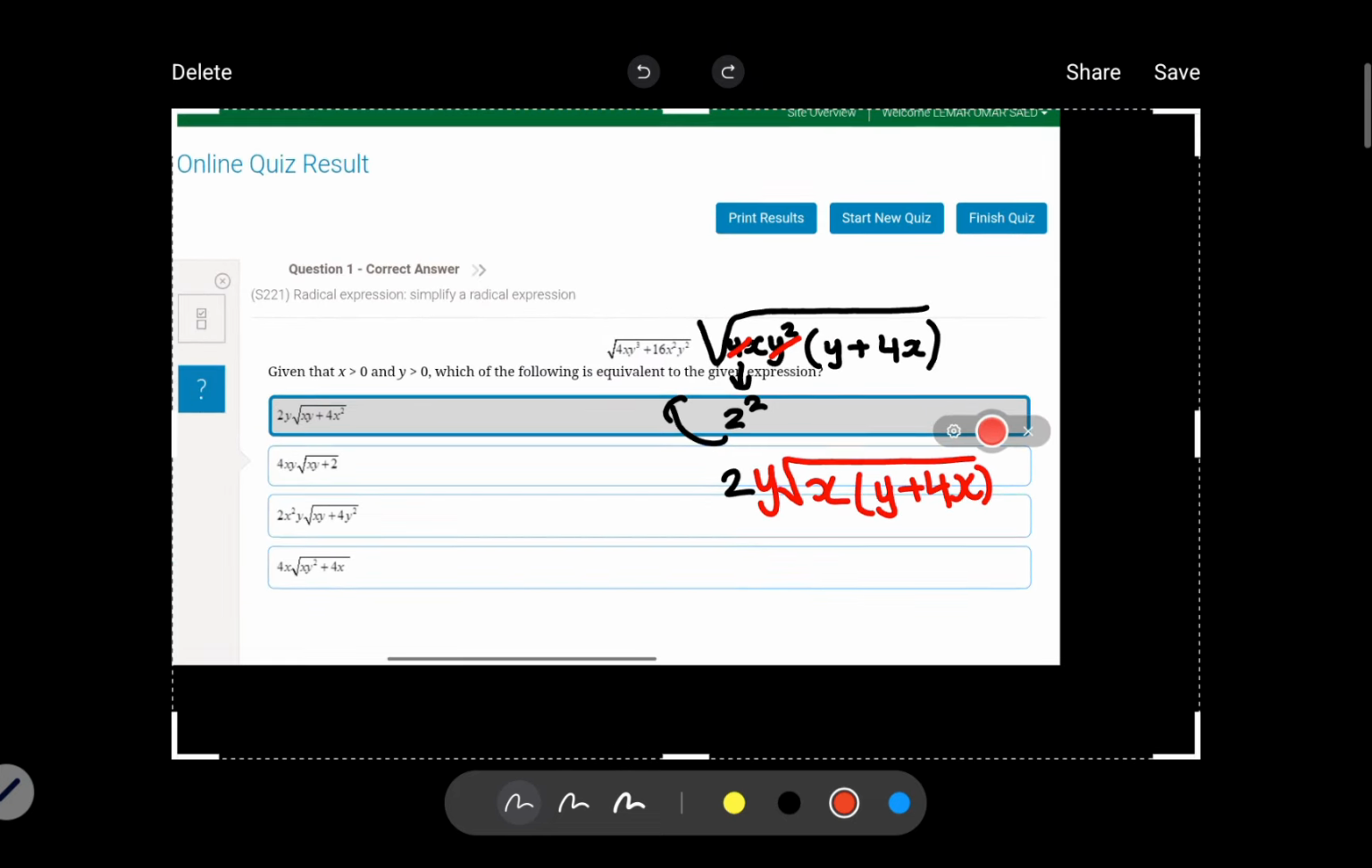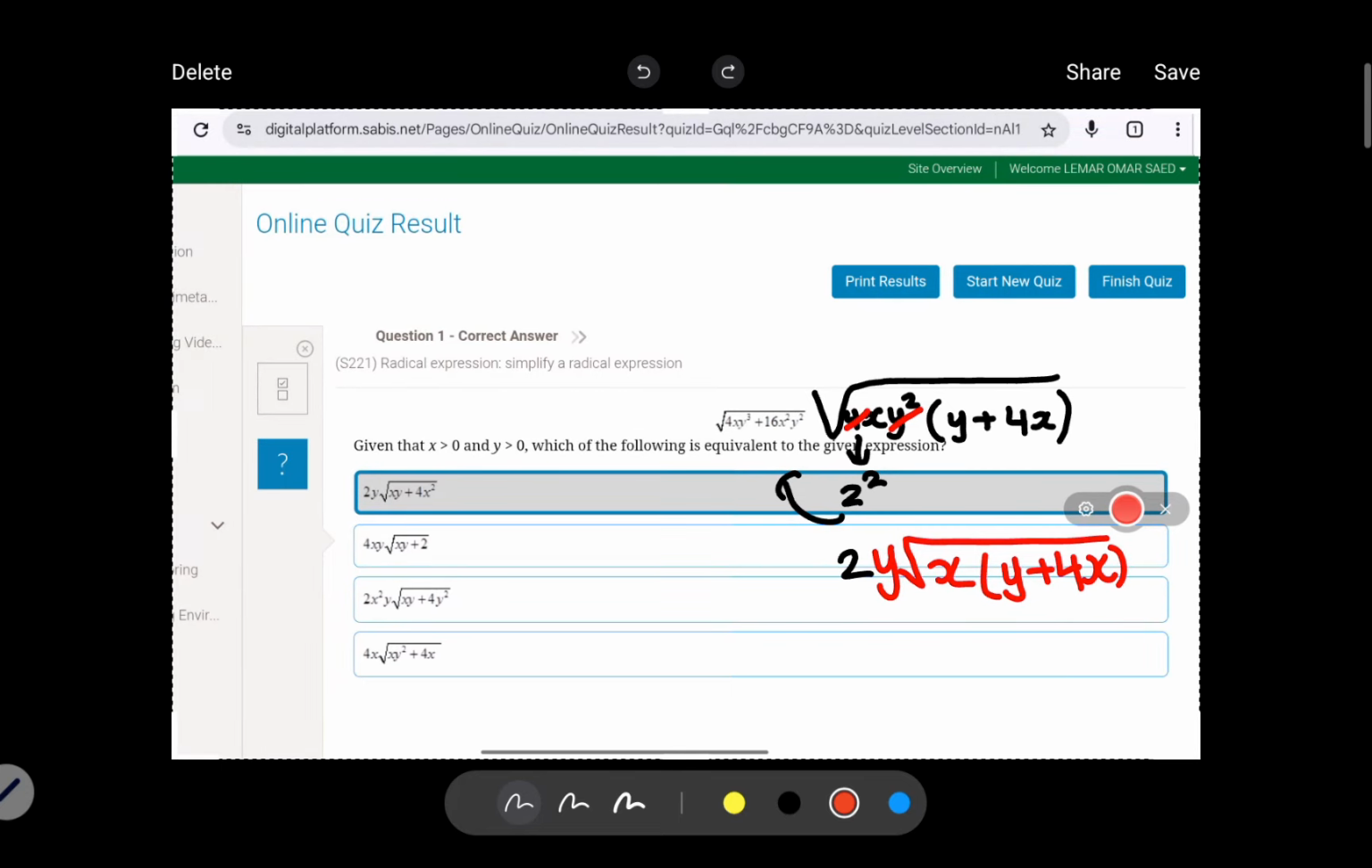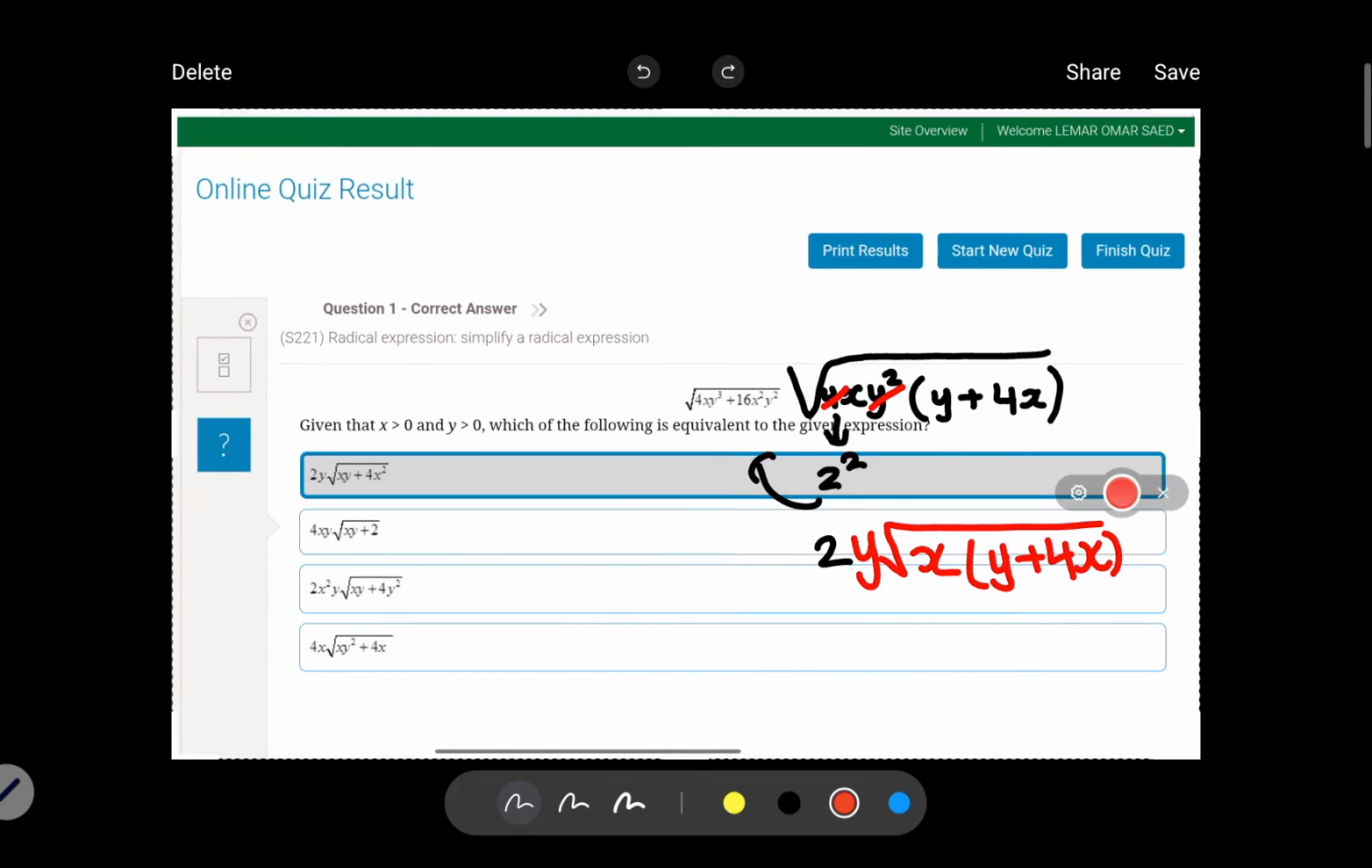Now we have to just substitute it back in. So 2y, xy plus 4x squared. That's it.